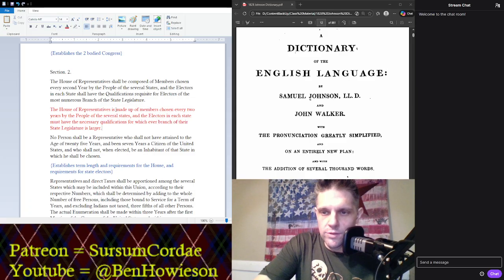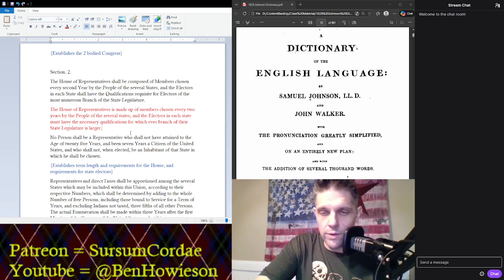So the House of Representatives is made up of members chosen every 2 years by the people of the several states, and the electors in each state must have the necessary qualifications for whichever branch of their state legislature is larger. So, to be an elector in that state, you have to be qualified to at least be in their state legislature in some way.